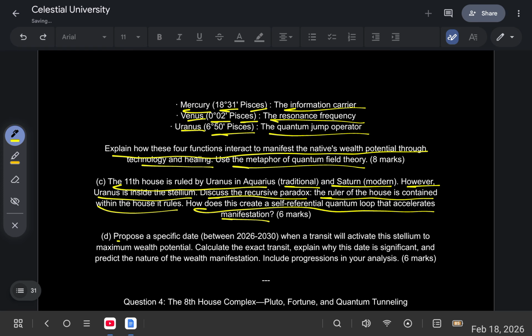And finally, propose a specific date between 2026 through 2030 when a transit will activate the stellium to maximize wealth potential, calculate the exact transit, explain why this date is significant, and predict the nature of the wealth manifestation. Include progressions in your analysis.